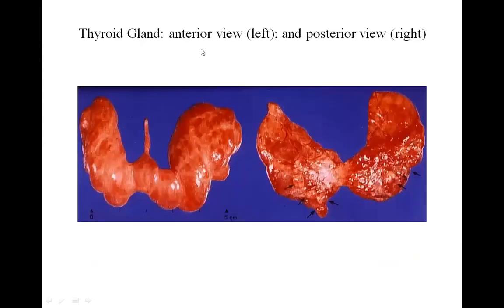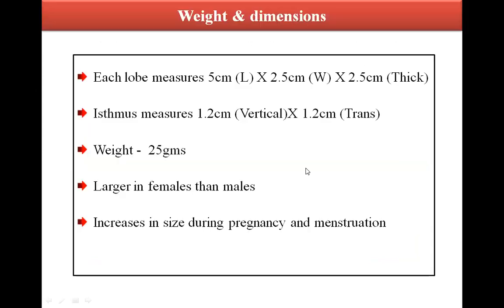Thyroid gland has an anterior view, and these two figures show the anterior and the posterior views of the thyroid gland. Weight and dimensions. Each lobe measures 5 centimeter in length, 2.5 centimeter in width and 2.5 centimeter in thickness. Isthmus measures about 1.2 centimeter vertically and 1.2 centimeter transversely. Weight is about 25 grams. It is larger in the females than the males. It increases in size during the pregnancy and the menstruation.